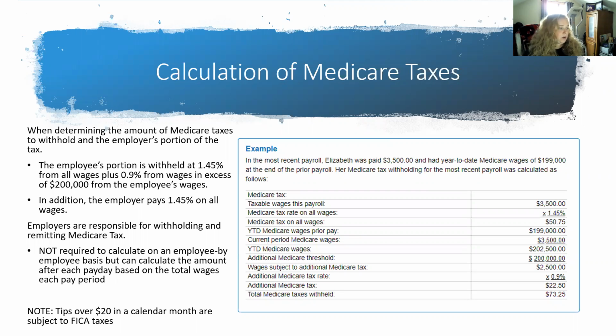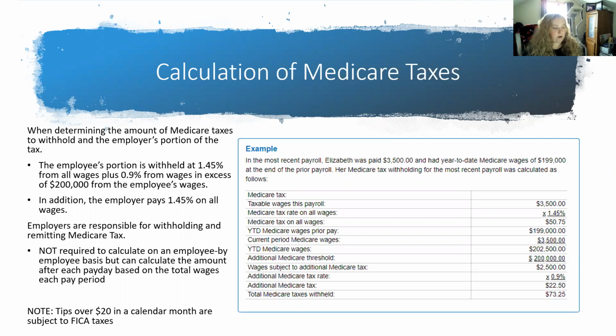So really quickly, here's an example. Elizabeth was paid $3,500 and she had year-to-date wages of $199,000. And so when we give her this $3,500, we're going to have to pay Medicare the 1.45% on the whole $3,500, but the amount over 200,000, we're going to have to pay the additional Medicare on also.